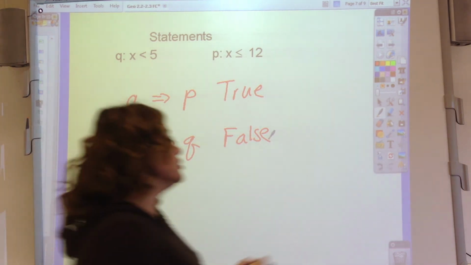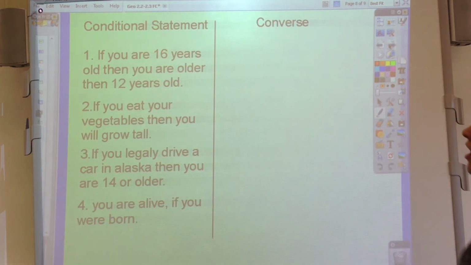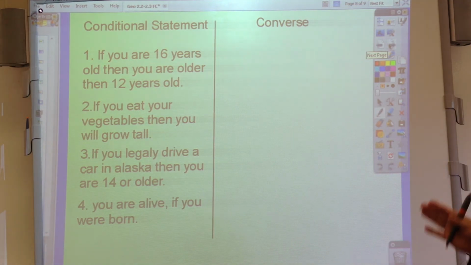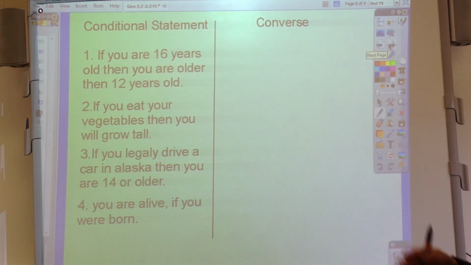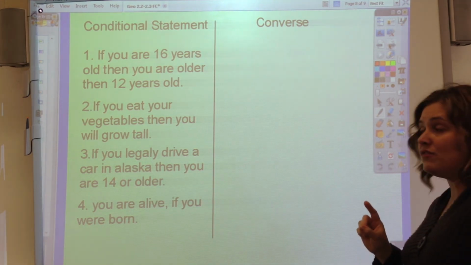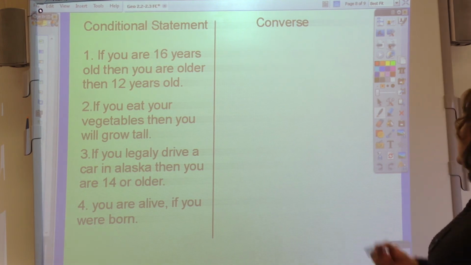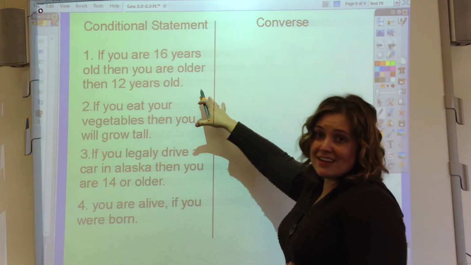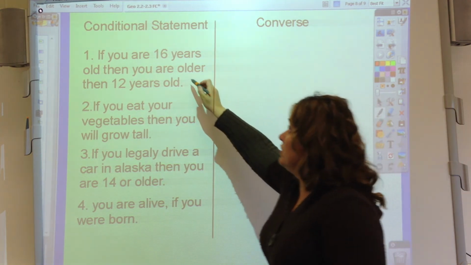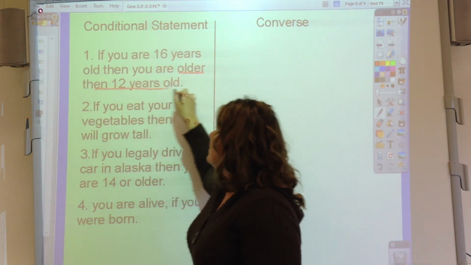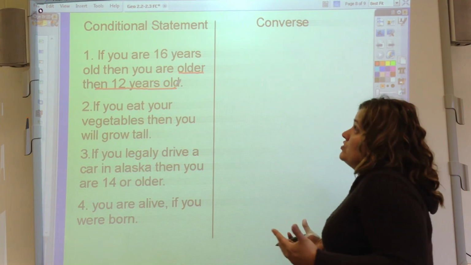All right, let's practice a little bit more with converses, and then I'm going to have you try a few. If you are 16 years old, then you are older than 12 years old. My converse would be if you are older than 12 years, then you are 16. And that's not necessarily true. I could be older than 12 years, but not 16. How about if I was 13?